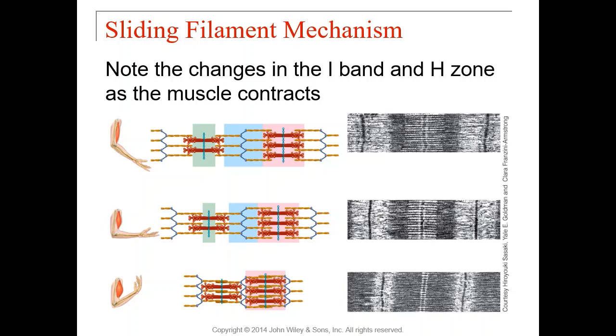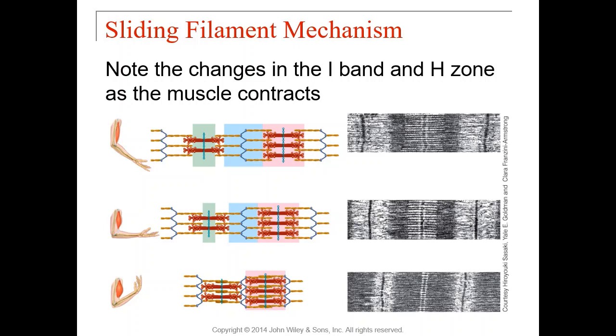What else? Well, as myosin is pulling on actin, they're going to begin to overlap. Remember, they're sliding across each other. Why is that important? Well, you remember there are areas in your sarcomere where there is no overlap, where there's only thin filaments or only thick filaments.